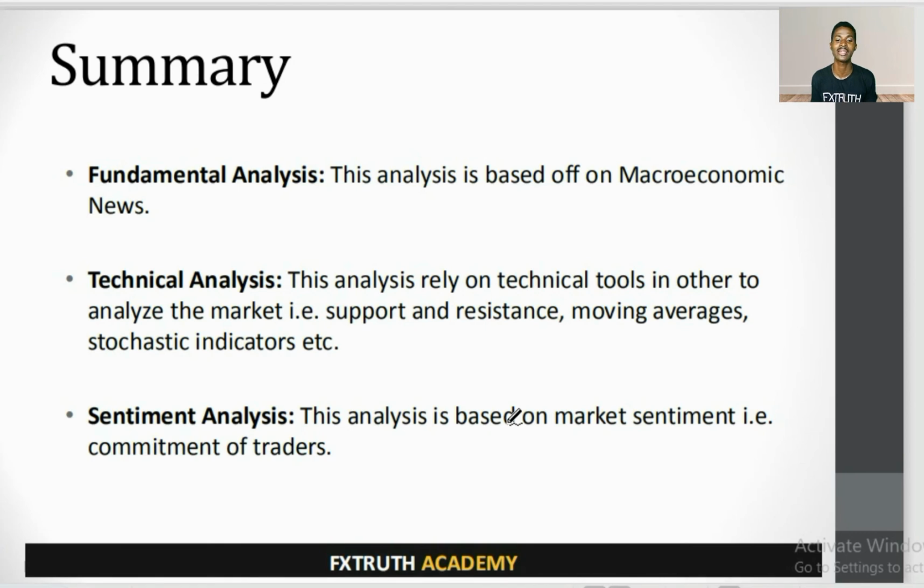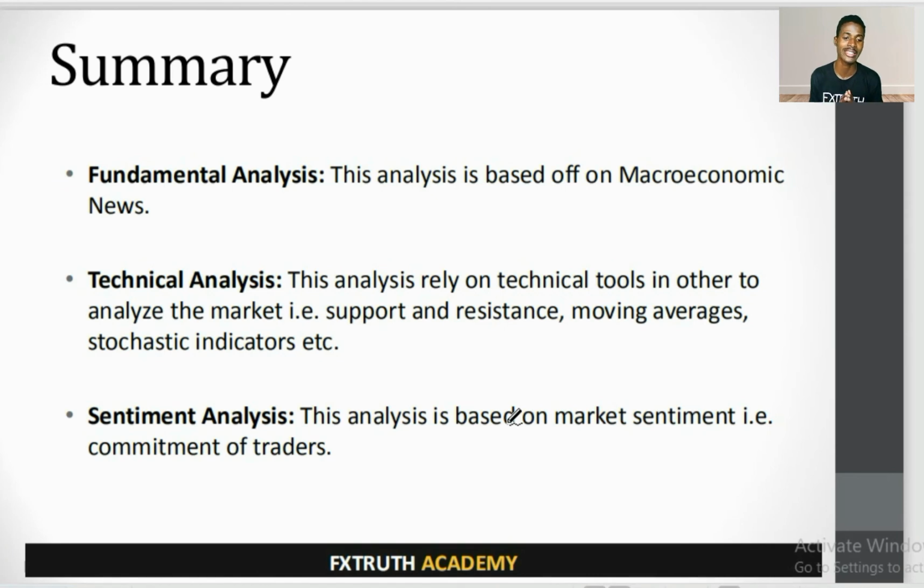Moving on is the technical analysis. These rely on technical tools in order to analyze the market. These people are willing to do more of the work, to be able to get precise and sniper entry points into the forex market to be able to maximize their profit potentials.